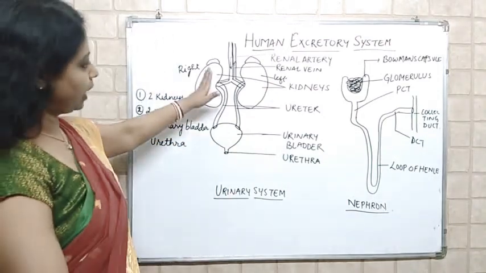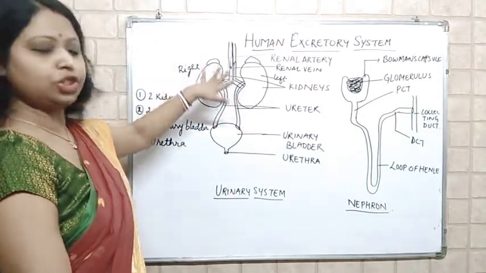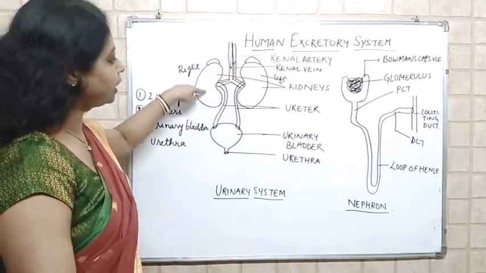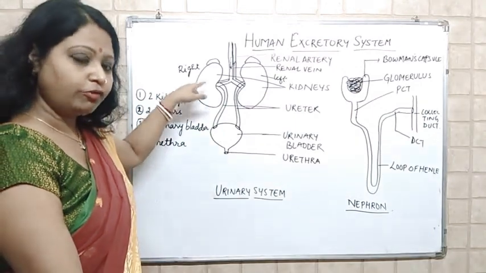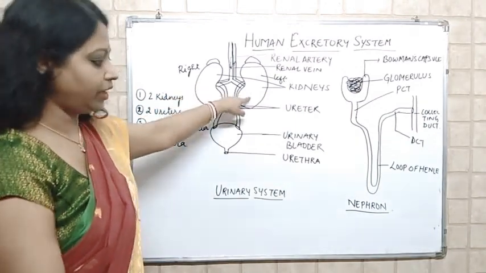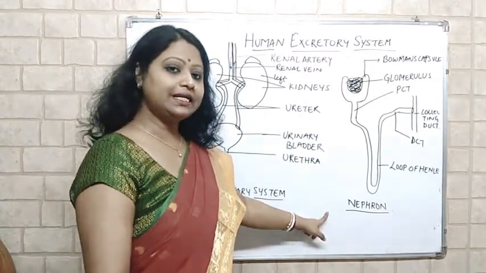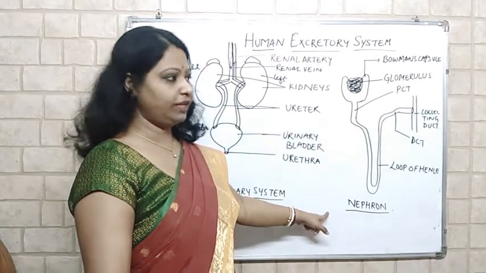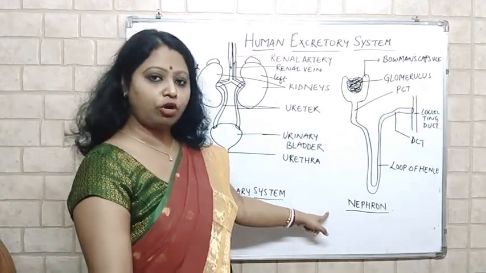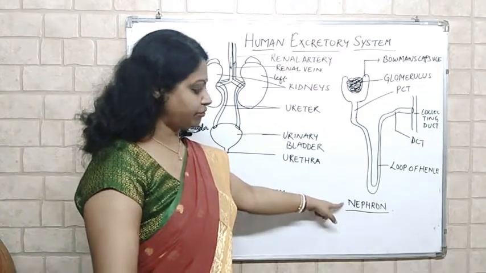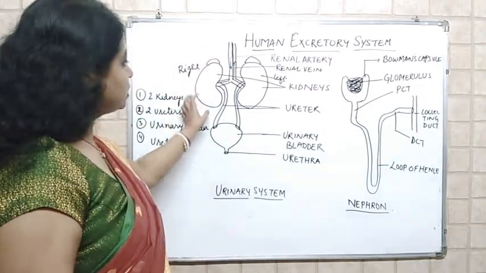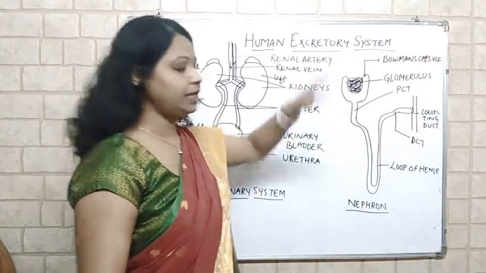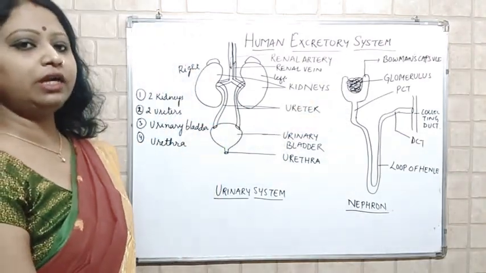So let's see one more time. Kidneys help in formation of urine. How do they do it? They do it by filtration of blood. For that, each kidney has unit cells. The excretory unit of the kidney is known as nephron. There are millions of nephrons in both the kidneys, where basically filtration of blood takes place.